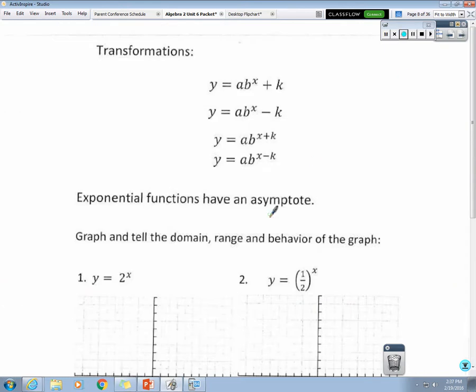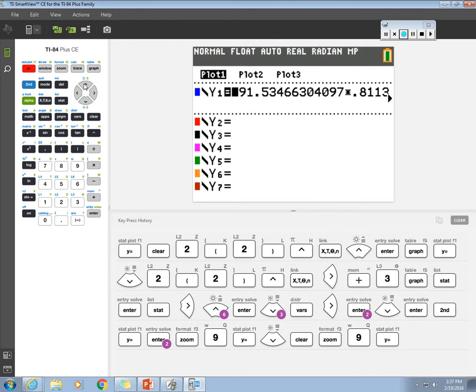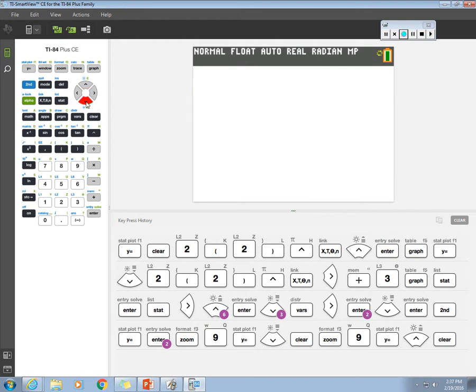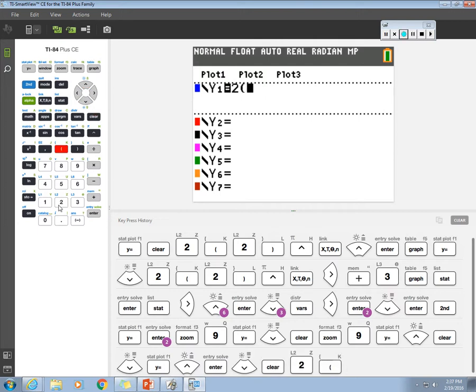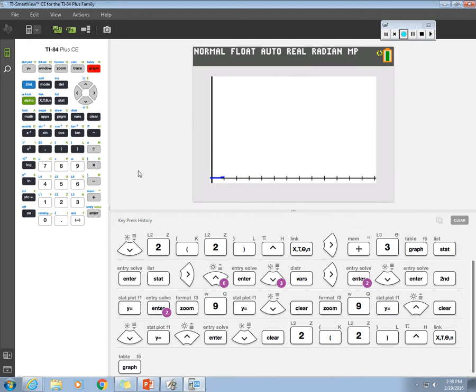Just like lines and parabolas and ellipses and hyperbolas, exponential graphs can also shift. They can shift up and down. They can shift left and right. Okay, so let me graph one and show you. Say we have y equals 2 times 2 to the x power. So our a is 2, our b is 2. It's doubling. Start value of 2. Let's graph it and see what happens.